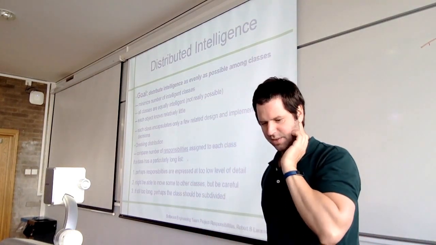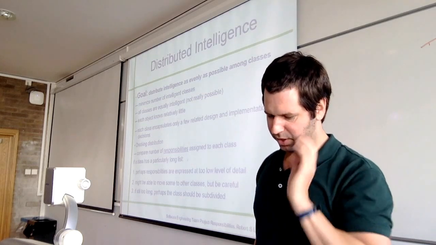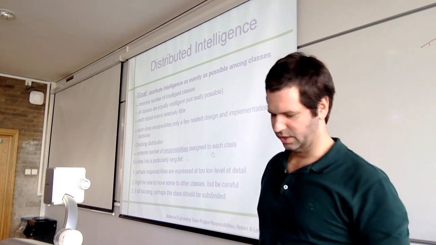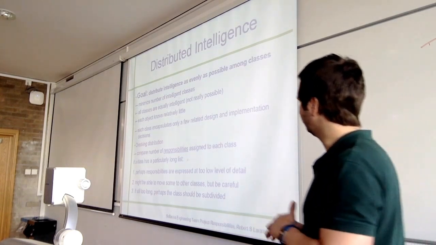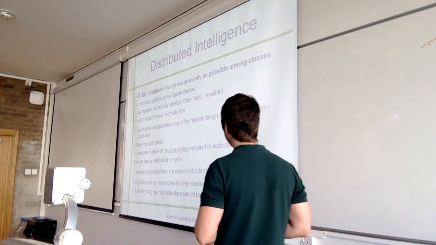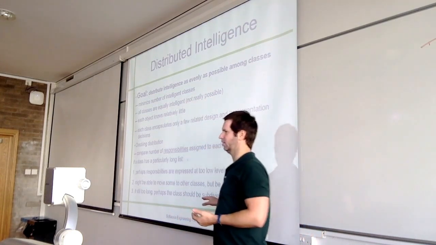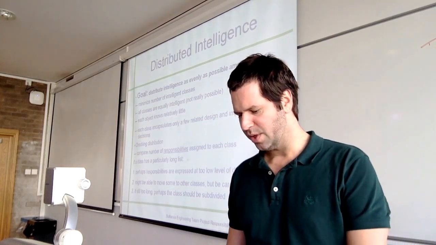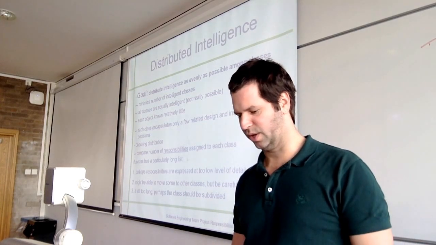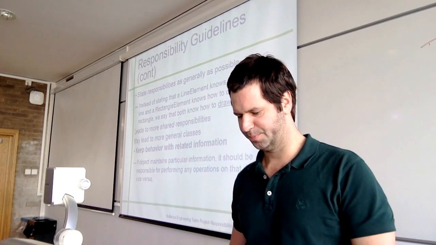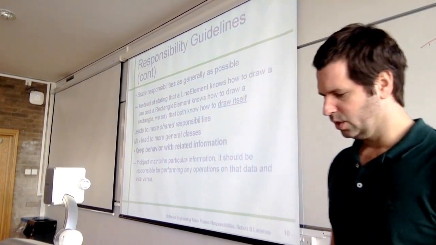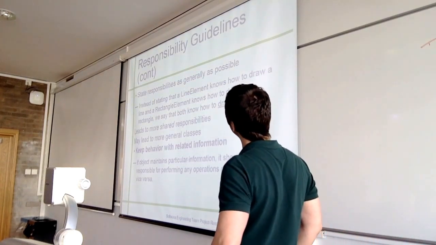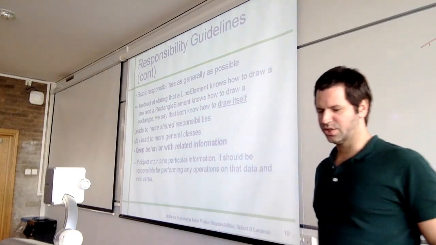So if a class has too many responsibilities, maybe the responsibilities are expressed in too low a level of detail. Maybe some have to be moved to another class, and maybe the class needs to be subdivided. Right? That's especially important when you're actually working on a piece of software. So for responsibilities, we state the responsibilities as general as possible.